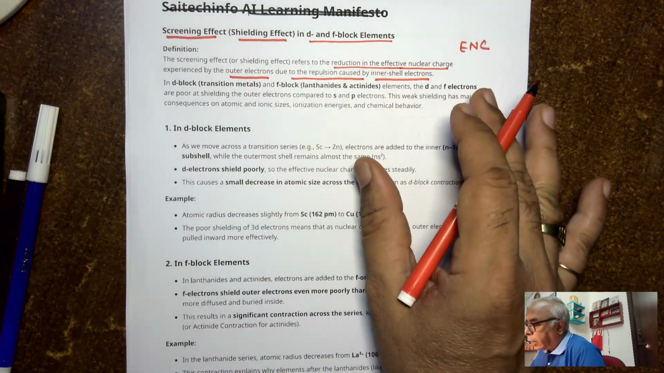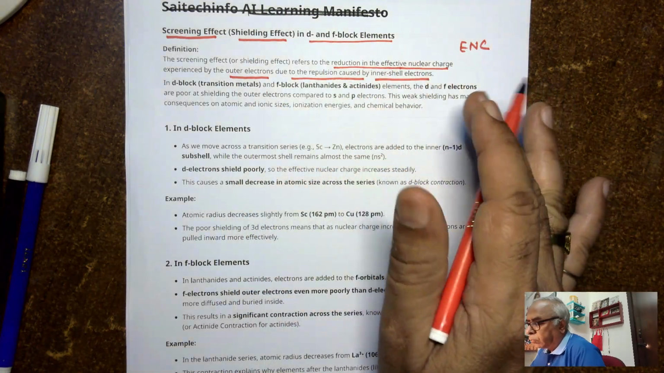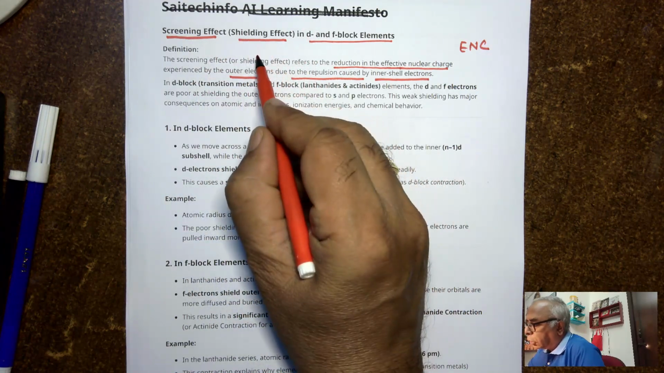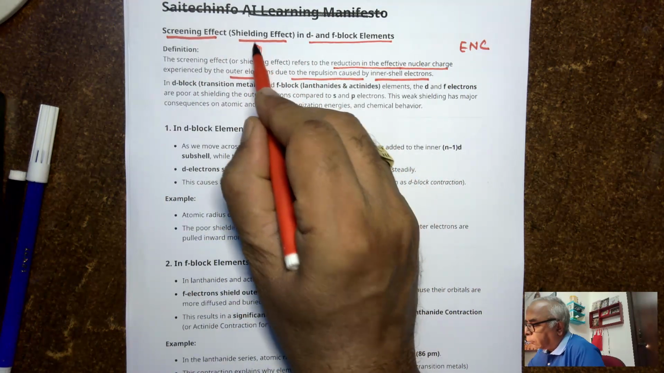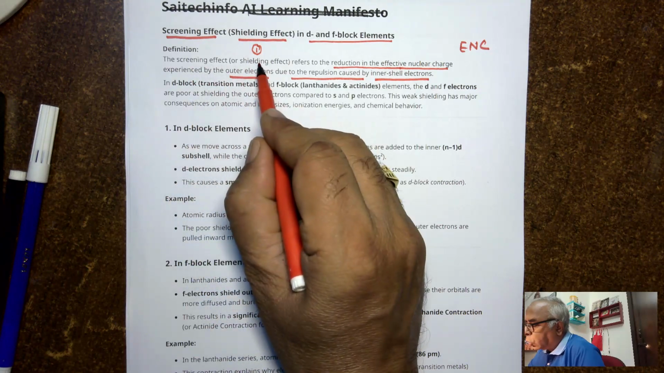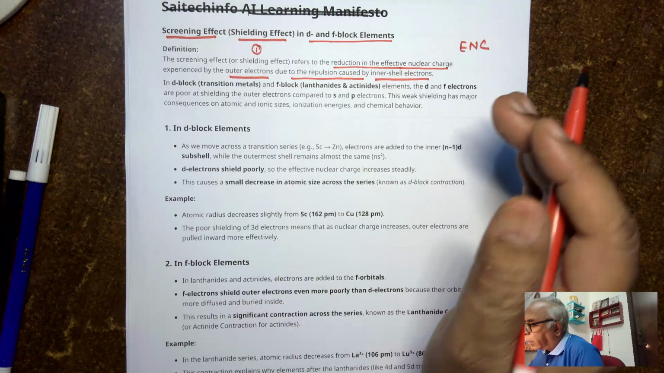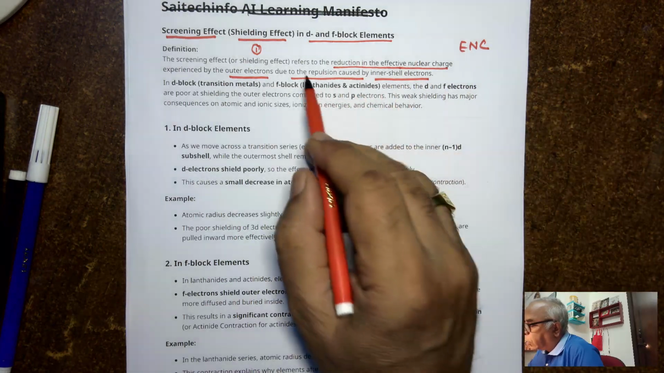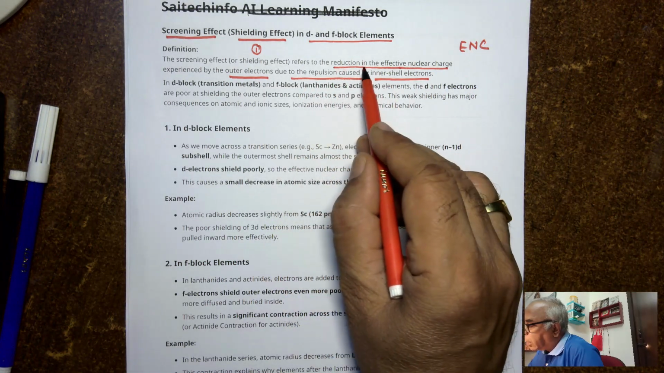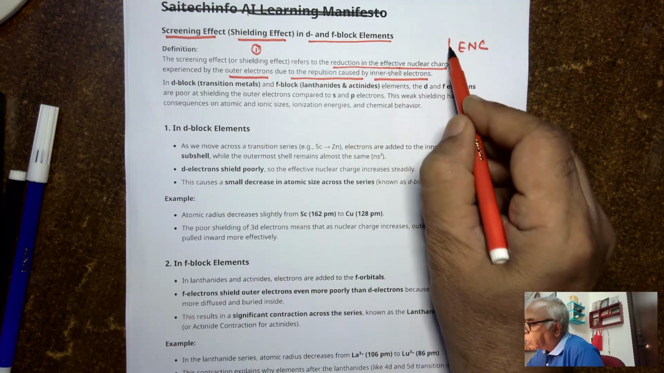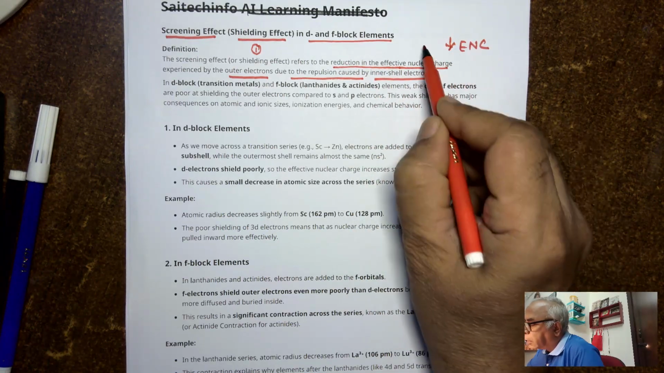Now let us try to understand the definition. Screening effect, or called shielding effect. This is point number one. Screening effect is also called a shielding effect, a protective effect. Protecting from where? It refers to reduction of effective nuclear charge. So you can put effective nuclear charge that is reduced.